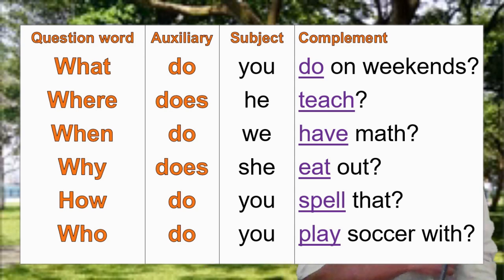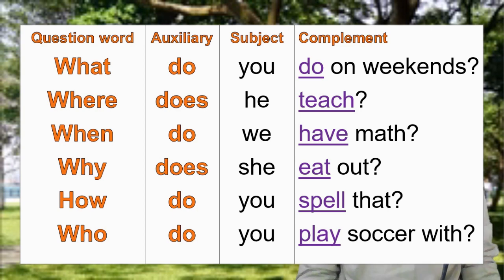Now, something interesting about these questions with who. In Spanish, we say, for example, con quién, right? We use that word, con, at the beginning of the sentence. But in English, no. In English, that little word, we are going to use it at the end of the sentence. So we say, who do you play soccer with? We never say with who. No. Who do you play soccer with? Very good.